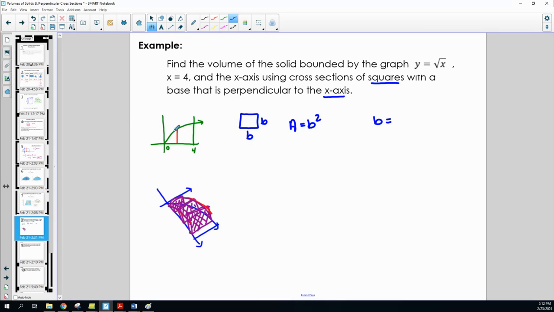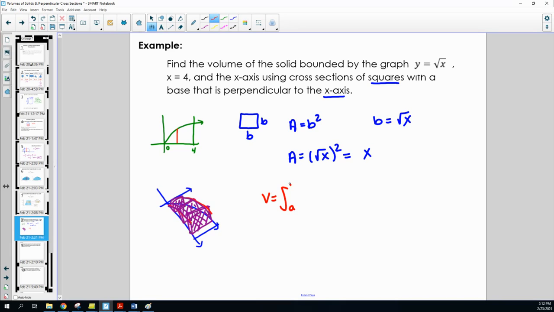The top function is the square root of x, and the bottom function is just the x-axis, so that's y equals 0. So my base is the square root of x. My area, since it's base squared, is going to be the square root of x squared, which is just x. So when I go to write my volume here, volume is going to be equal to the integral.